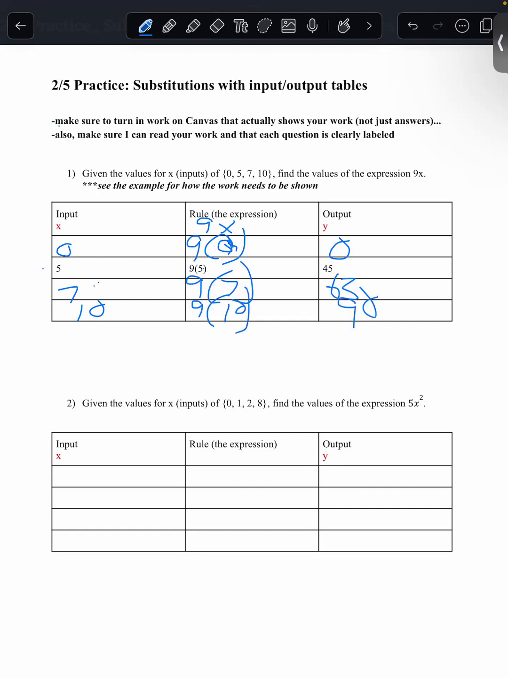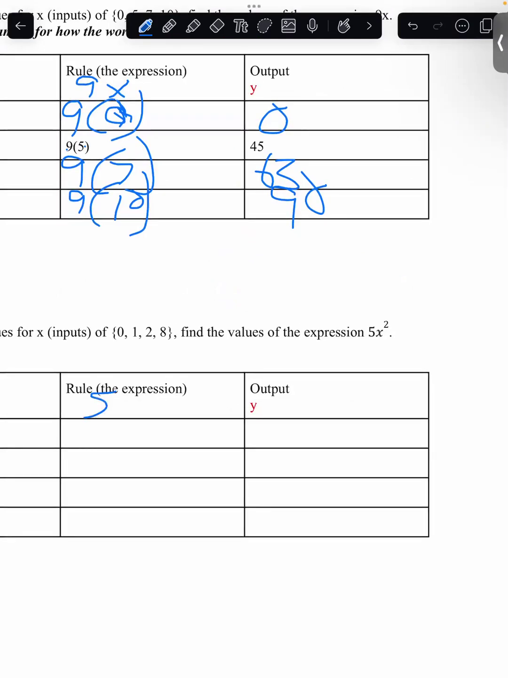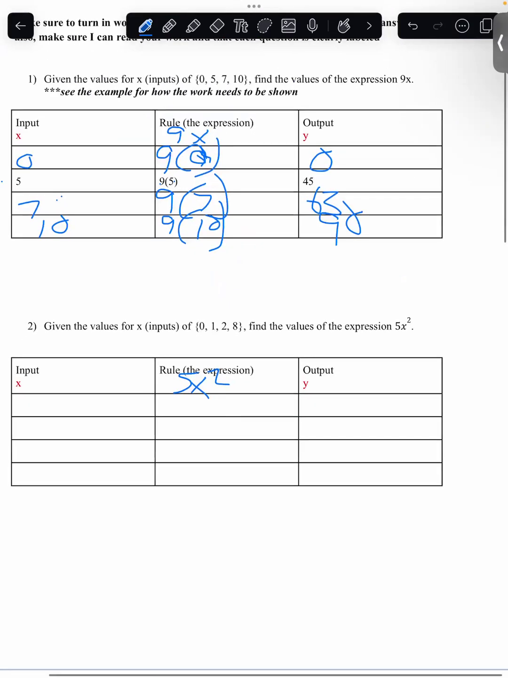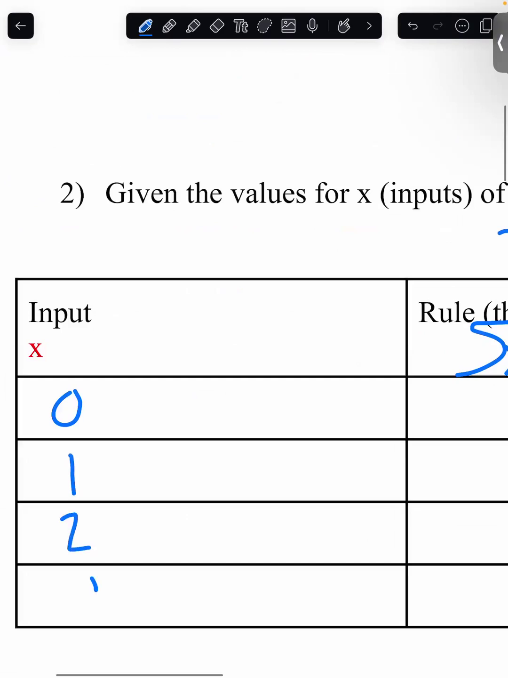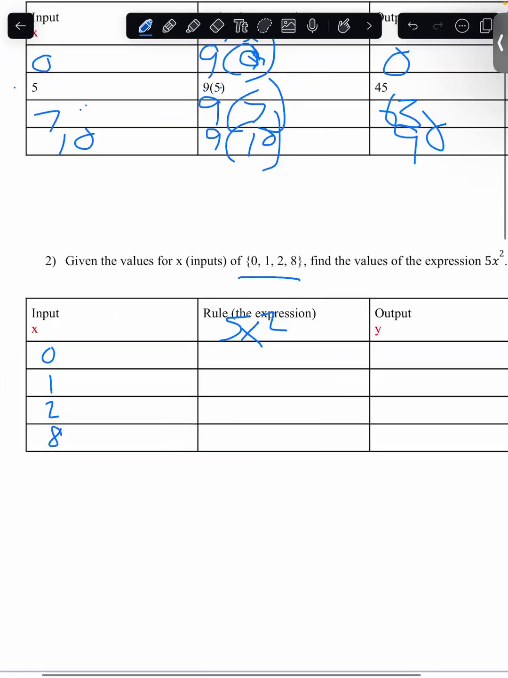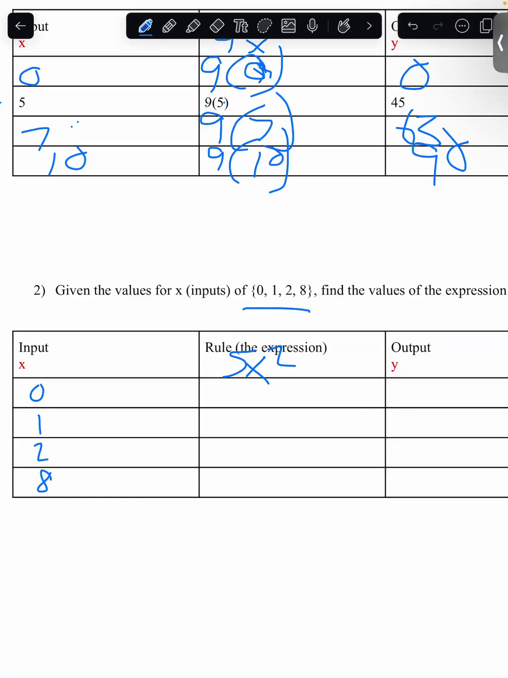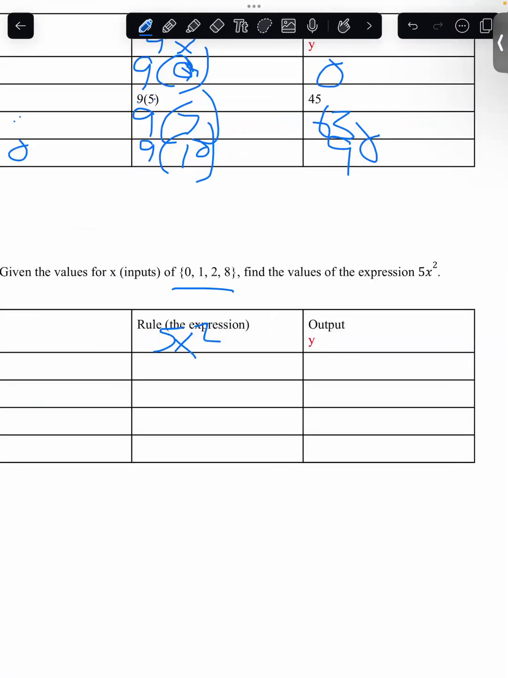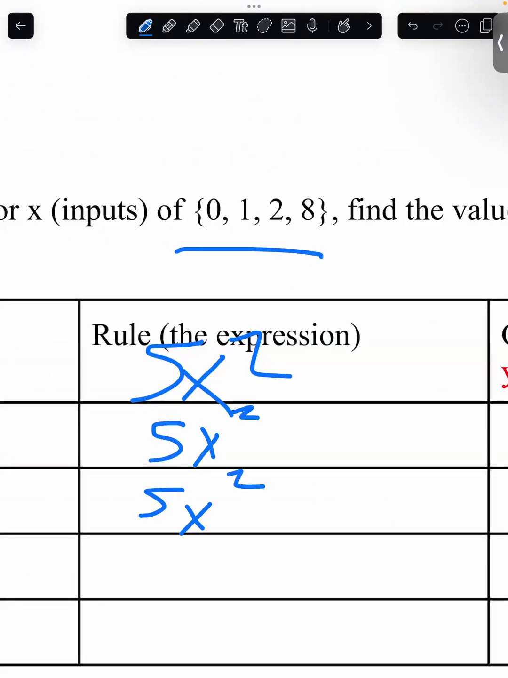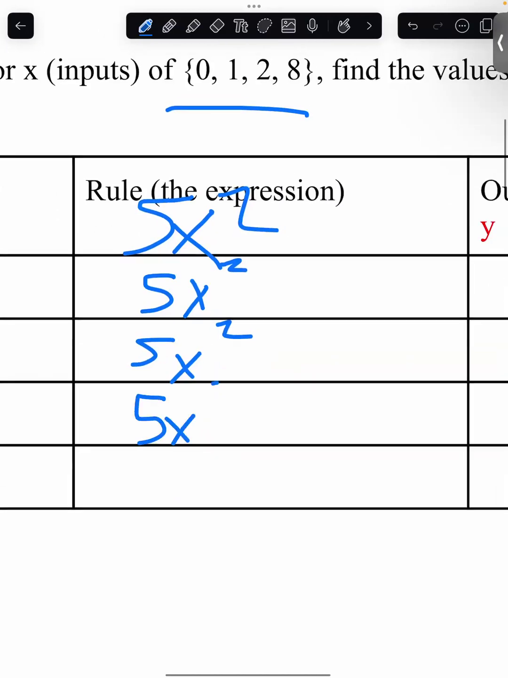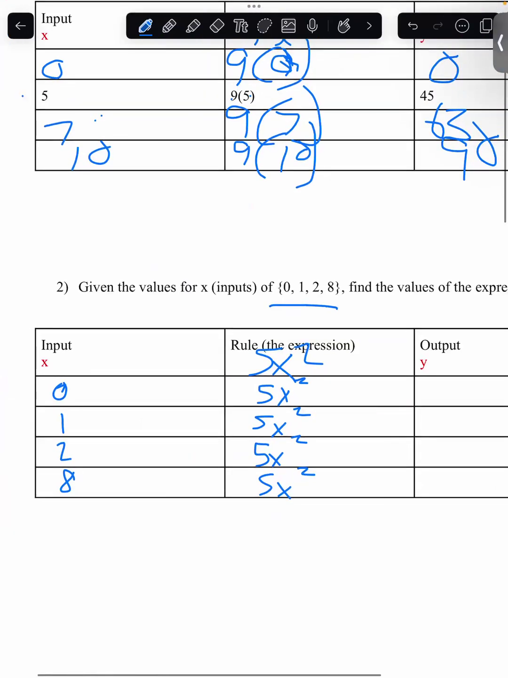Okay. Second one, we have the expression 5x squared. All right, so our inputs, our x's, we got 0, 1, 2, and 8. Okay, I'm just showing you that they don't have to be in some order like 0, 1, 2, 3, 4, like that. All right, so now what I want you to see here is that we're doing 5x squared on each one of them. So then what we're going to do is substitute out the x and put in the number.